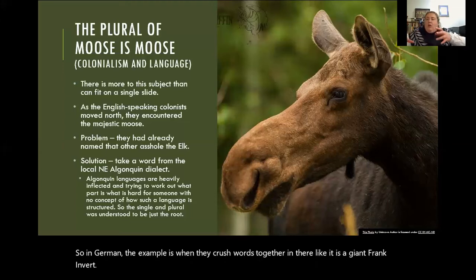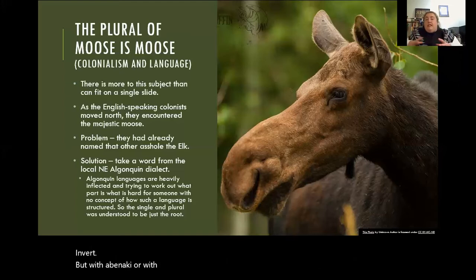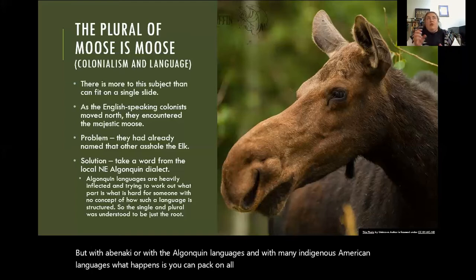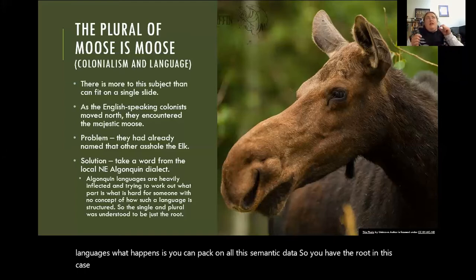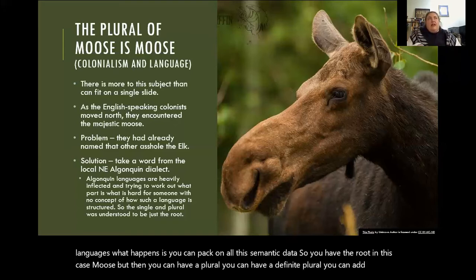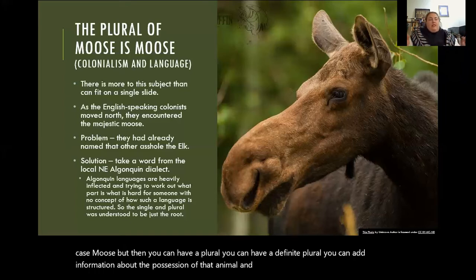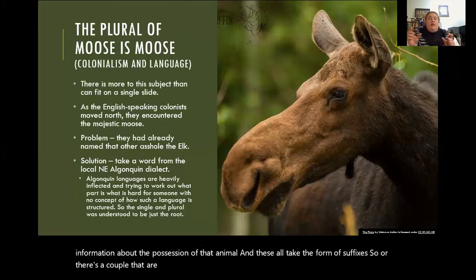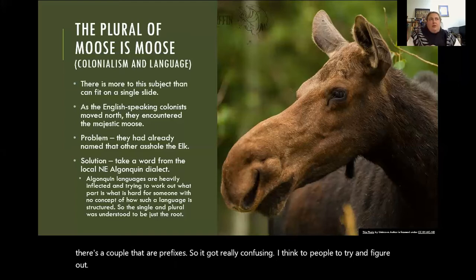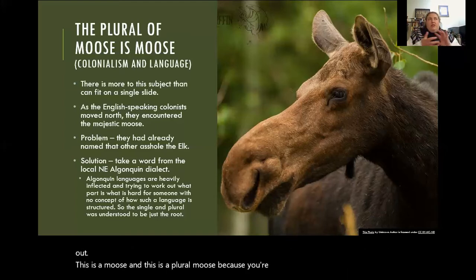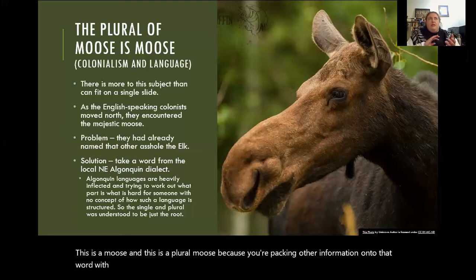But with Abenaki or with the Algonquin languages and with many indigenous American languages, what happens is you can pack on all this semantic data. So you have the root, in this case, moose, but then you can have a plural, you can have a definite plural, you can add information about the possession of that animal, and these all take the form of suffixes. Or there's a couple that are prefixes. So it got really confusing, I think, to people to try and figure out, this is a moose and this is a plural moose, because you're packing other information onto that word with the single versus plural sort of definition.